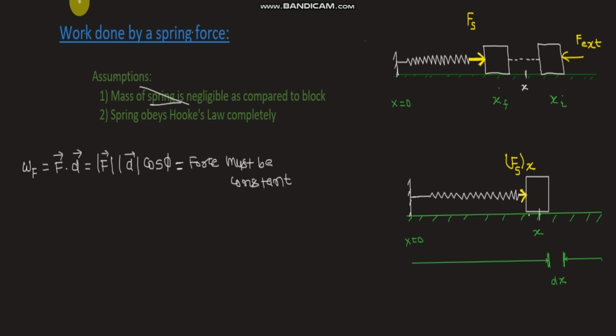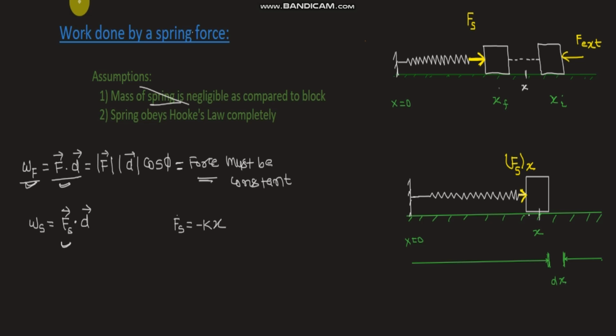Okay, so it is nothing but work done by any general force F, which is equal to dot product of F vector dot displacement vector, and hence we need to find out work done by the spring force. So that should be equal to spring force dot product displacement. But can we really use this formula? No, because we have seen that force must be constant. But here, is spring force constant? No. As per Hooke's law, we know that spring force is equal to minus kx.